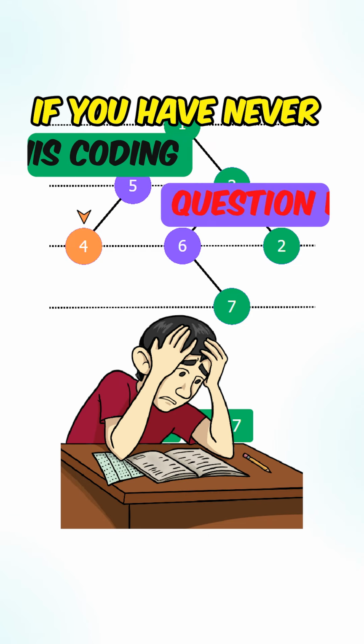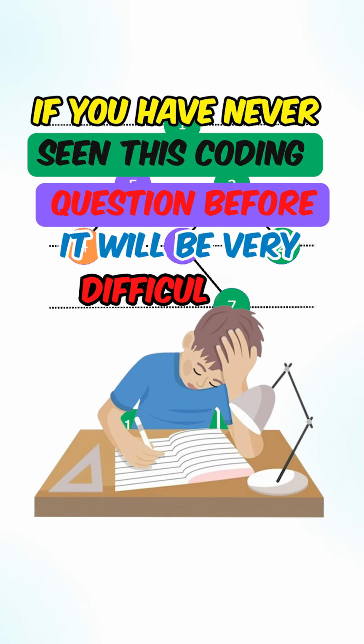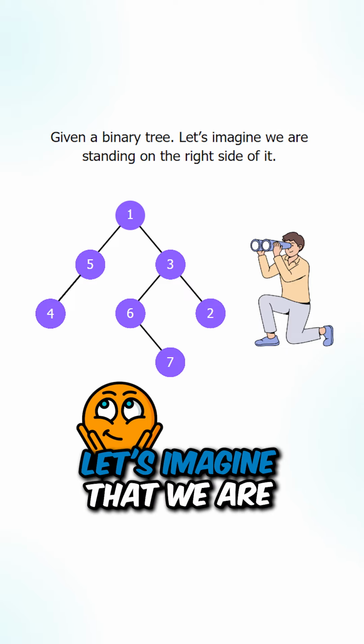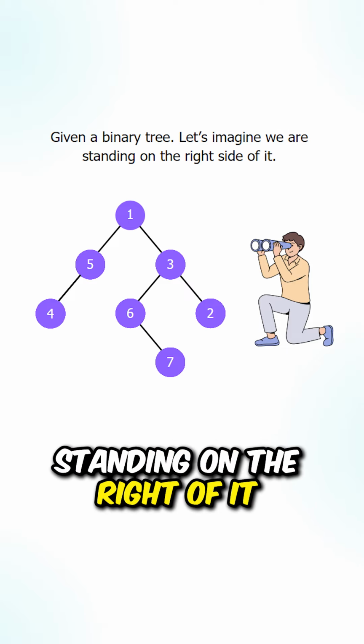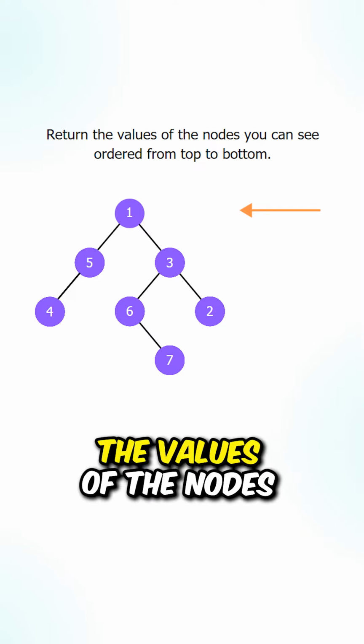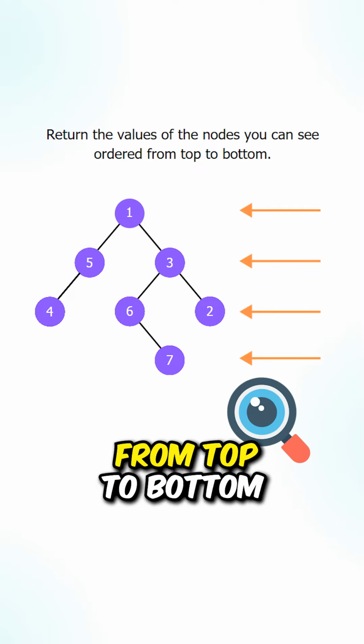If you have never seen this coding question before, it will be very difficult to find the most optimized solution. So given a binary tree, let's imagine that we are standing on the right of it. Now our task is to return the values of the nodes that we can see from top to bottom.